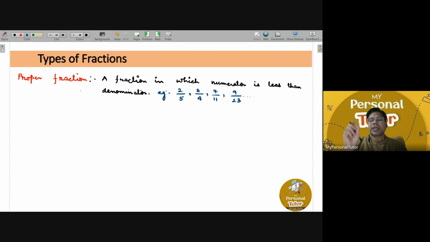Sometimes the examiner will give you various fractions and ask you to decide which of them are proper fractions. It is very easy. In the fractions, you just look at the numerator. Wherever the numerator is less than the denominator, that is a proper fraction. Do you understand? In the same way we have improper fractions, so let us talk about improper fractions now.